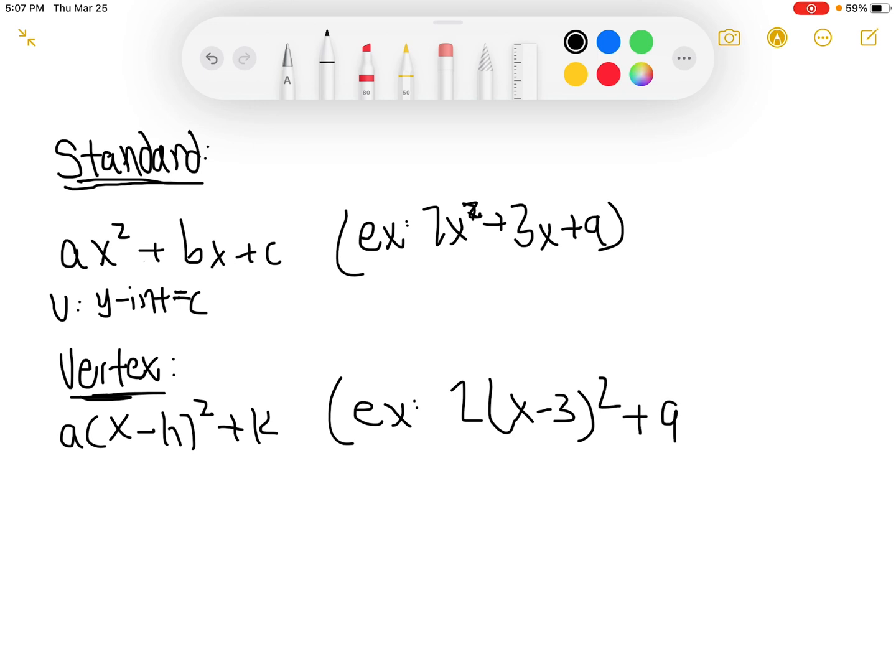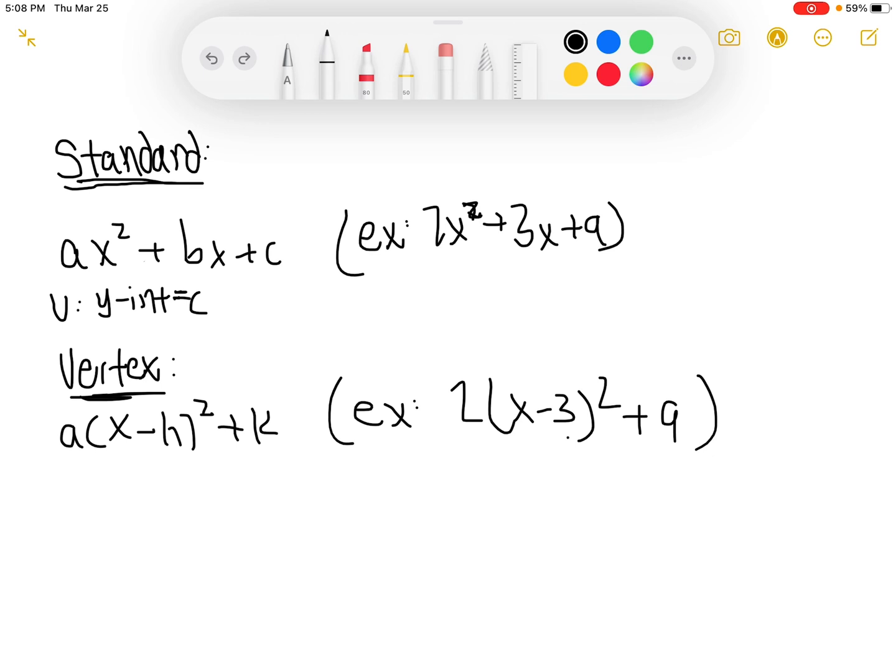Here's the deal with this. It might seem a little bit confusing, but these aren't the same equations. I just used the same numbers because I felt like it. The h and k are the coordinates for the vertex, and k is exactly what it is. We know that k is the y, so the y coordinate for the vertex would be 9.